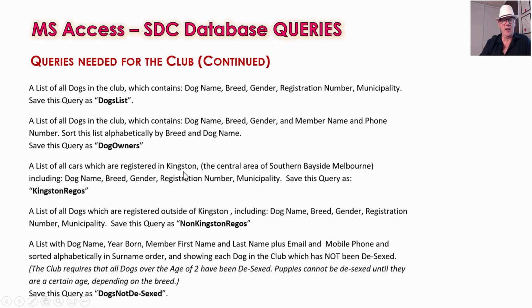The club's located in Kingston, which is the central area of Bayside, Melbourne, but it does have dogs from other municipalities as well. So I want to get the Kingston Regos, and then we want to get the non-Kingston Regos of all those dogs. Find out information about the dogs which are still Bayside. They're in the Southern Dog Club, but they're not actually in Kingston, the central part of the dog club.